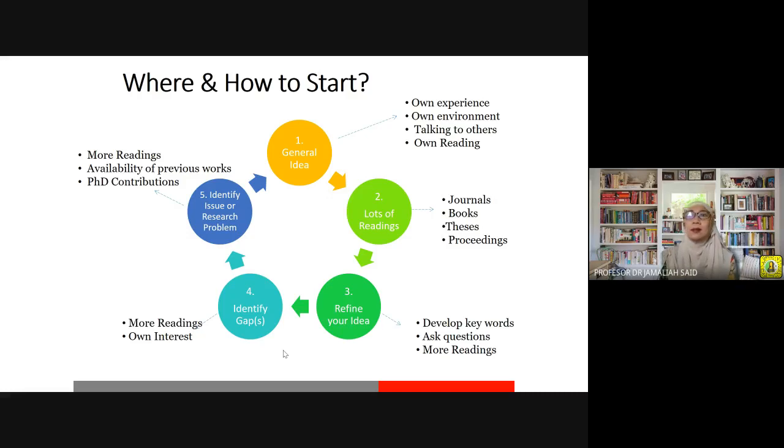So again, reading is a must. I believe in every slide I will say reading and writing. That is the keyword for master and PhD.